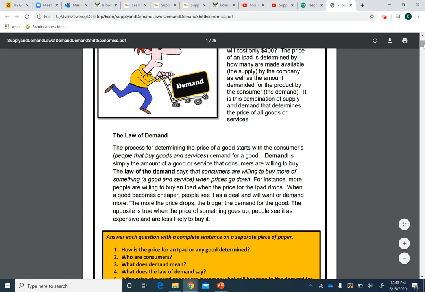For instance, more people are willing to buy an iPad when the price for an iPad drops. When goods become cheaper, people see it as a deal and they want or demand more. The more the price drops, the bigger the demand for the good. The opposite is true when something goes up. People see it as expensive, and they are less likely to buy a product when it is expensive. Okay?